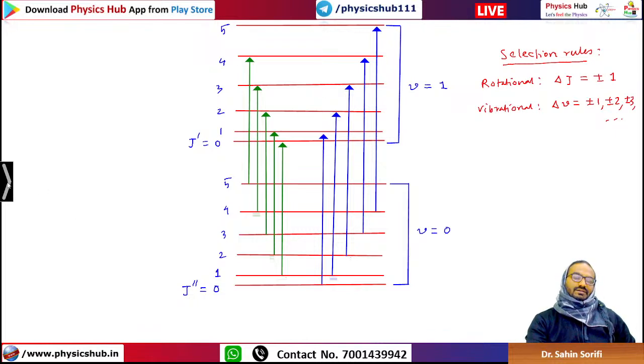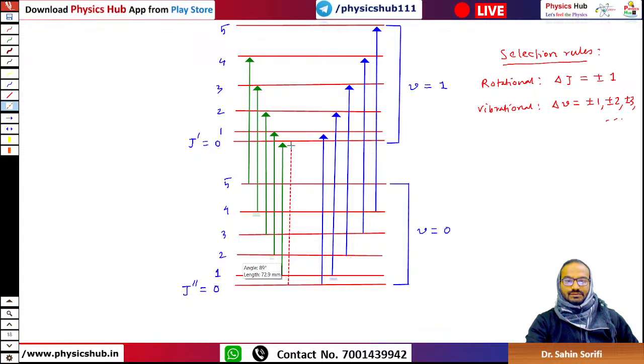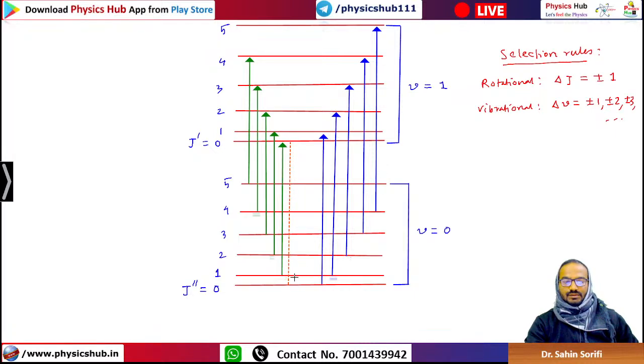Now we are just showing some dotted transitions where there is no change in J values. Okay. So it may be 0 to 0, 1 to 1, 2 to 2, 3 to 3, 4 to 4, 5 to 5.